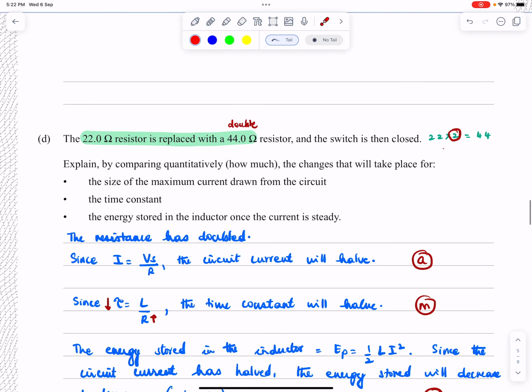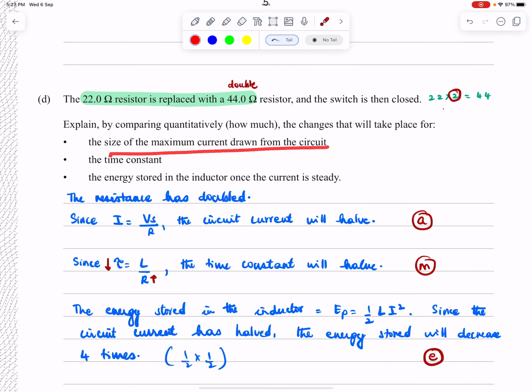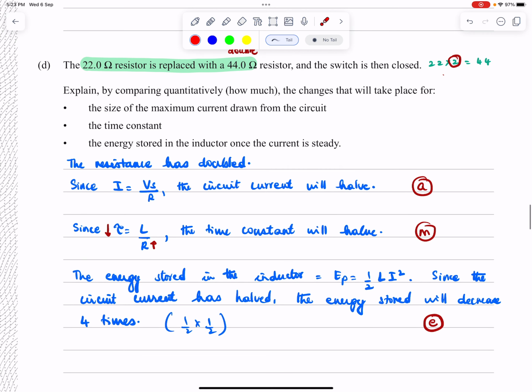Now, the 22 ohm resistor is now replaced by 44 ohms. Now, the connection between 22 and 44 is that 44 is double 22. So just keep that in mind, okay? Because 22 times 2 is 44. And the switch is then closed. Explain by comparing quantitatively, that means how much, the changes that will take place for the size of the maximum current drawn from the circuit, the time constant, and the energy stored in the inductor.